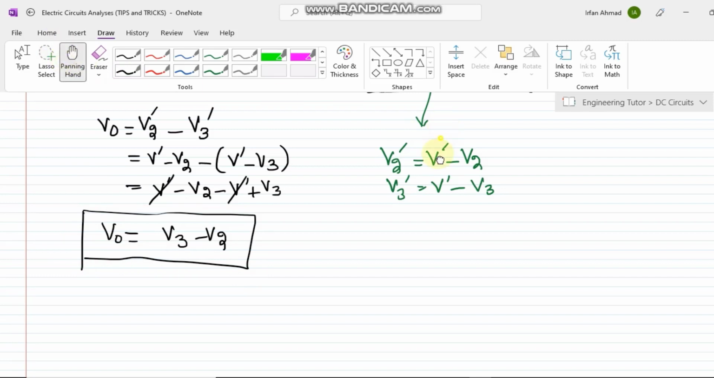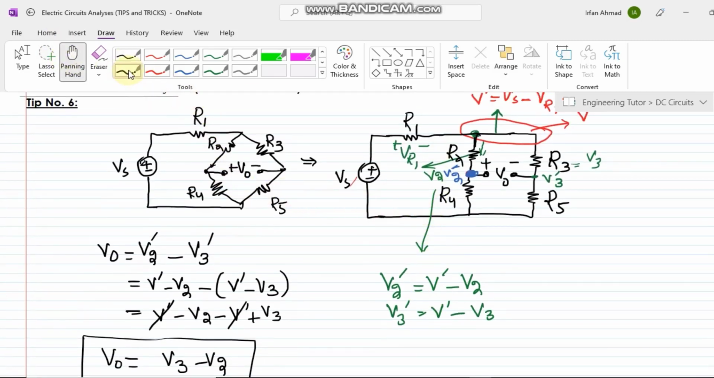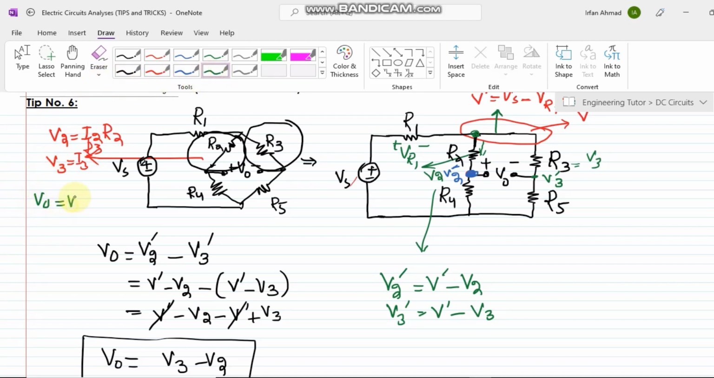So what is the takeaway from this video? If you know this voltage, which is V2, that is I2 R2, and similarly if you know V3, which is I3 R3, you can easily find the value of V0. That would be V3 minus V2.